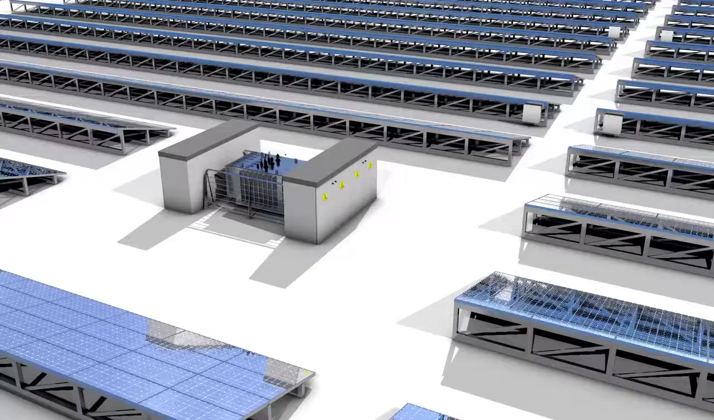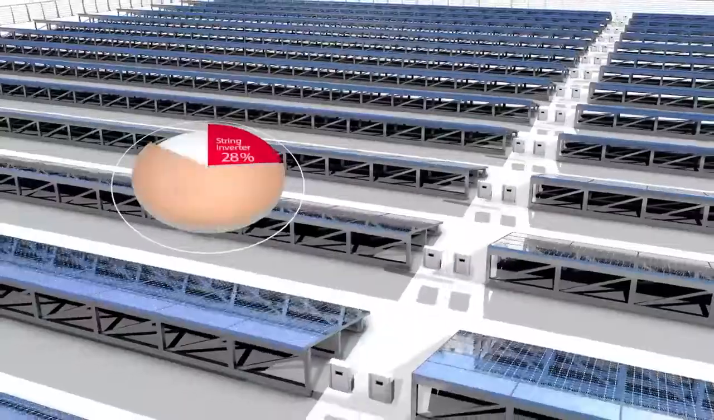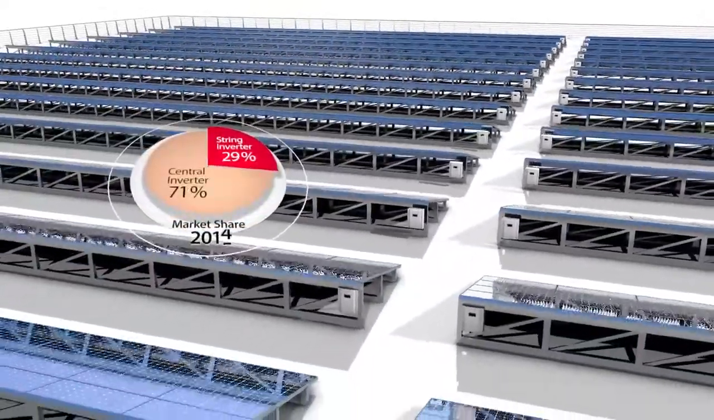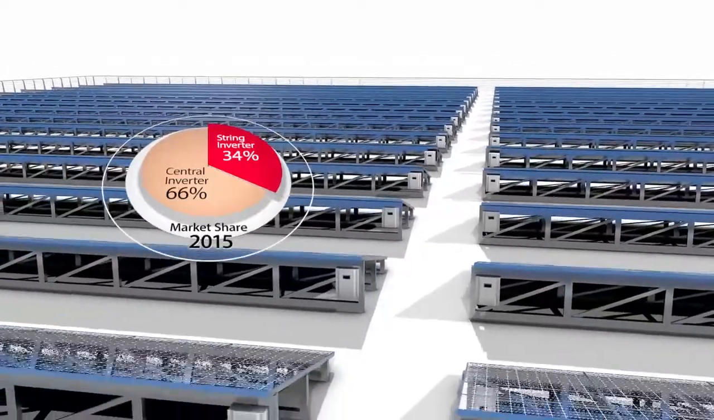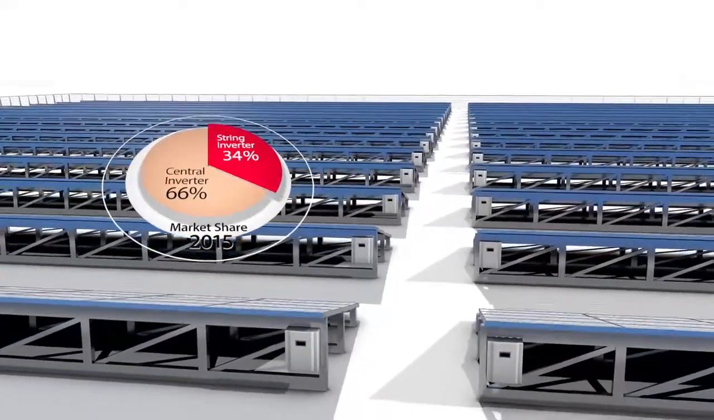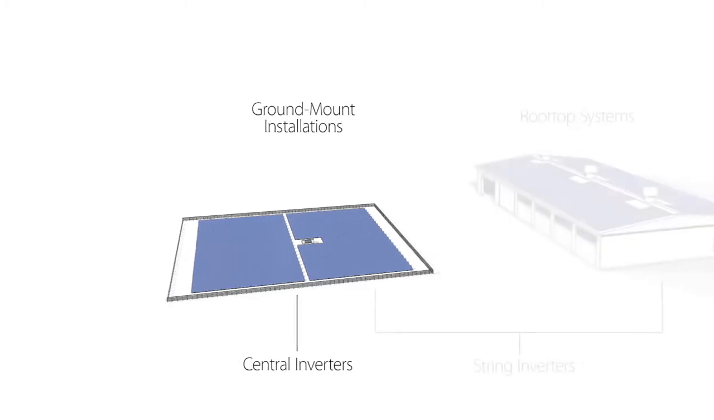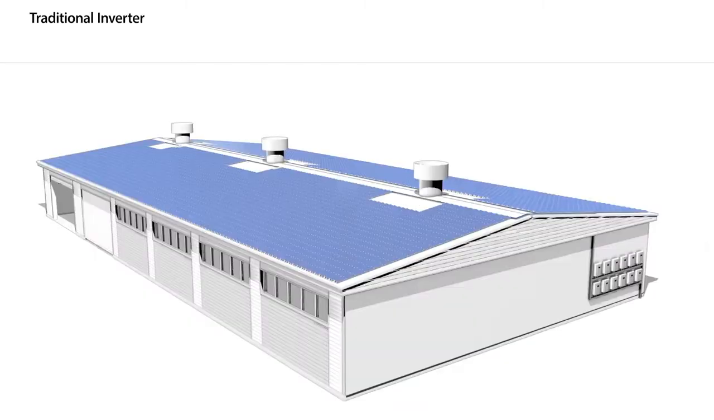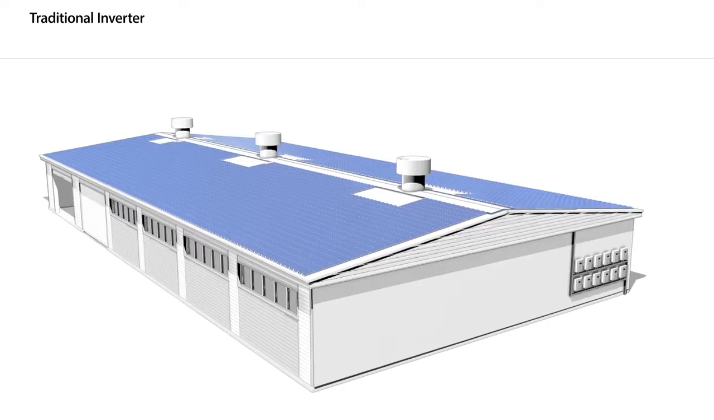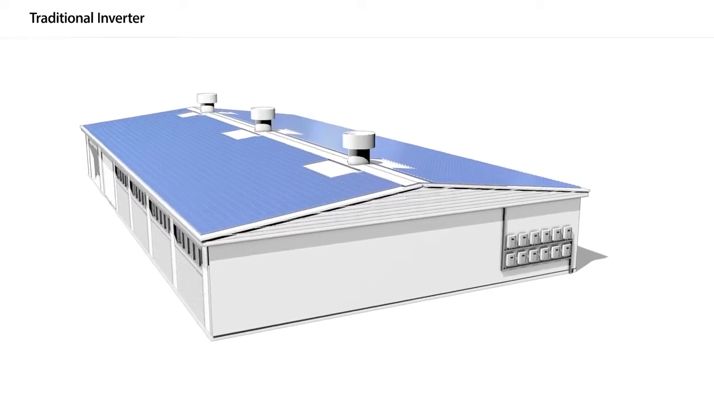For these reasons, decentralized architecture that uses multiple string inverters instead of central inverters is gaining market share. String inverter topology allows higher system availability, lower land use, and lower operation and maintenance expenses. While central inverters are typically used in ground mount installations, string inverters are used in both ground mount and rooftop systems. Although traditional topology using string inverters is still used in the majority of large-scale installations, it suffers from a number of significant drawbacks.